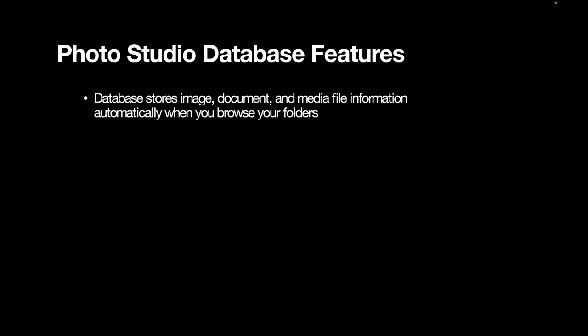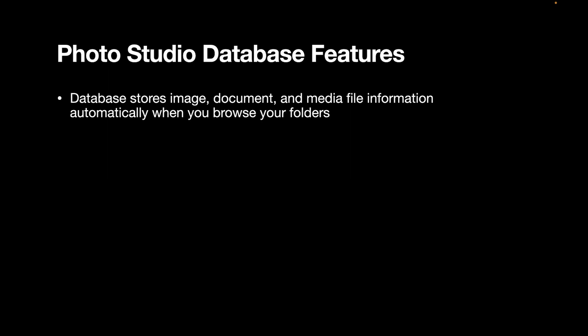Just like other cataloging software, Photo Studio 9 includes a default database which stores image and media information such as the photo's thumbnails, metadata, original file location, and others. The unique feature of Photo Studio 9's implementation is, unlike others which require an import function, in Photo Studio 9, the cataloging is automatically done when you browse your photos, and it is done in the background.